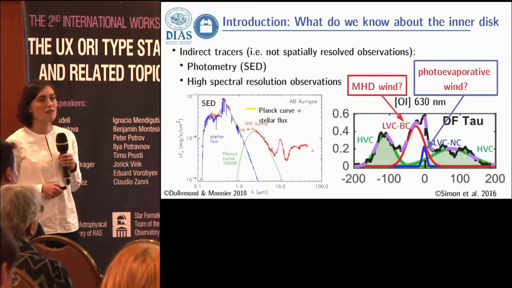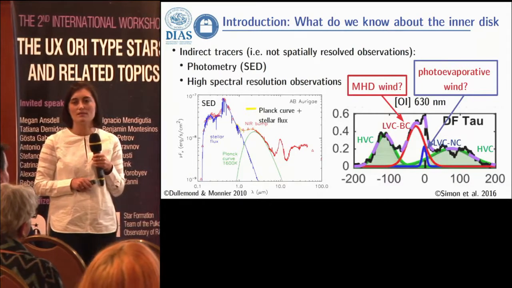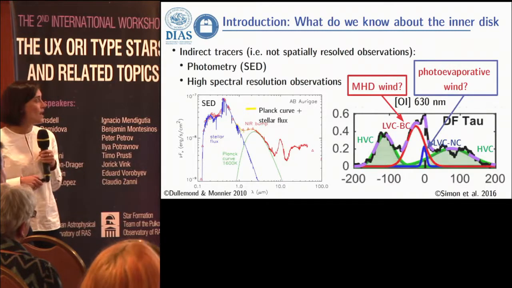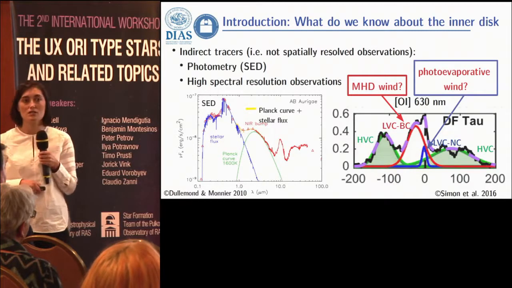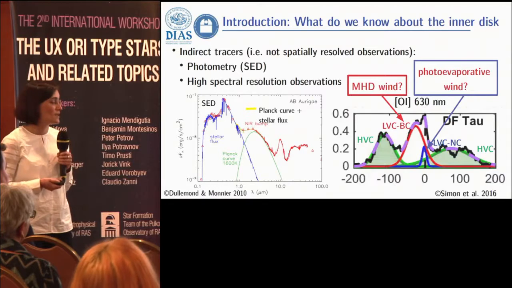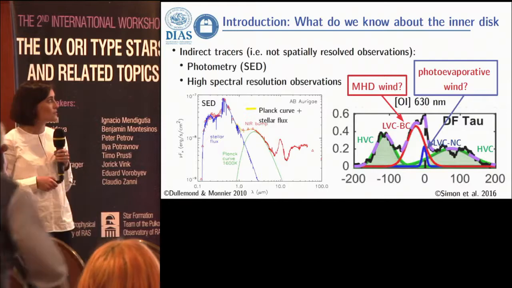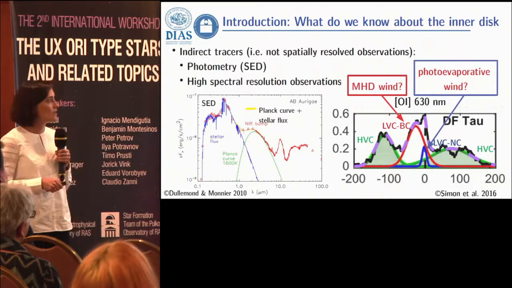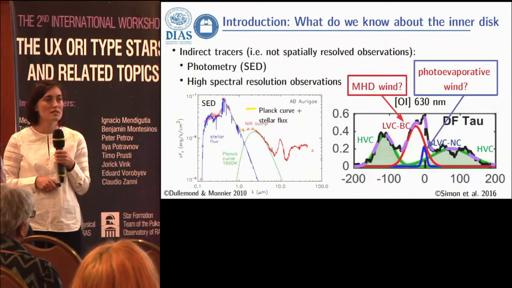So what do we know about the inner disk? Most of our knowledge about the inner disk is based on indirect tracers, because it's so difficult to spatially resolve this region. In the past, what people have done is to study the spectral energy distribution of Herbig and T-Tauri sources to derive rough estimates about the temperature and perhaps something about the dust composition of the inner disk. And regarding the gas, apart from studying the accretion rates using lines, many people have also studied forbidden emission lines to trace the presence of winds in the inner disk.